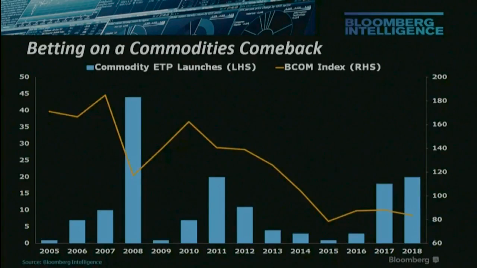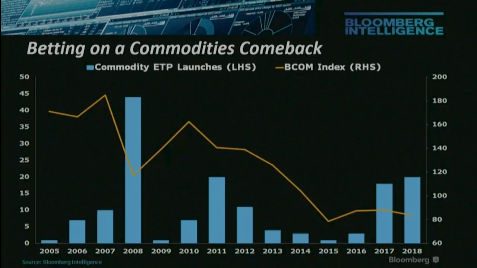Commodities. This has been the asset class that's been out of favor for a long time. But what's pretty noticeable in the last 2 years is a significant pickup in commodity product launches. It looks like issuers may be betting that commodities are going to start coming back, and they're trying to take advantage of that by launching products. What's going to be interesting is that when commodities do come back, there's going to be a whole new menu of options for investors that they never had before.